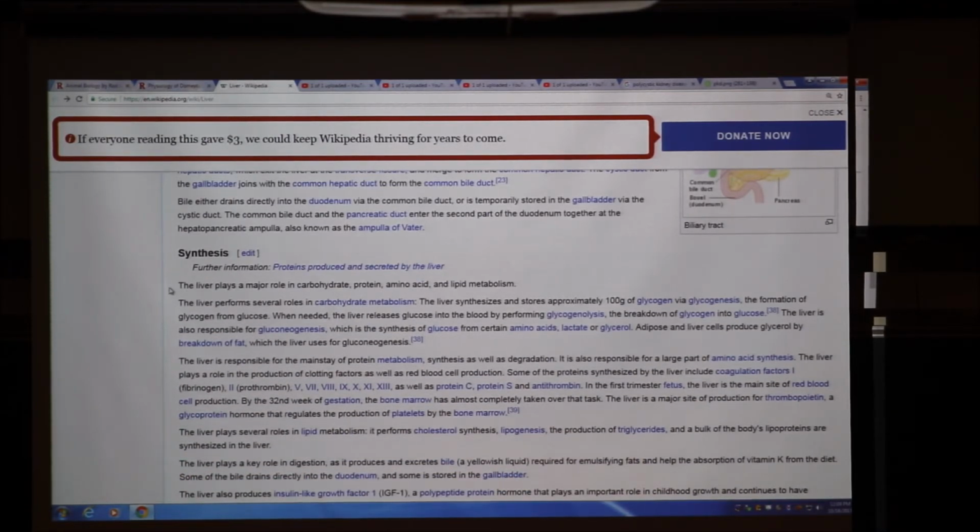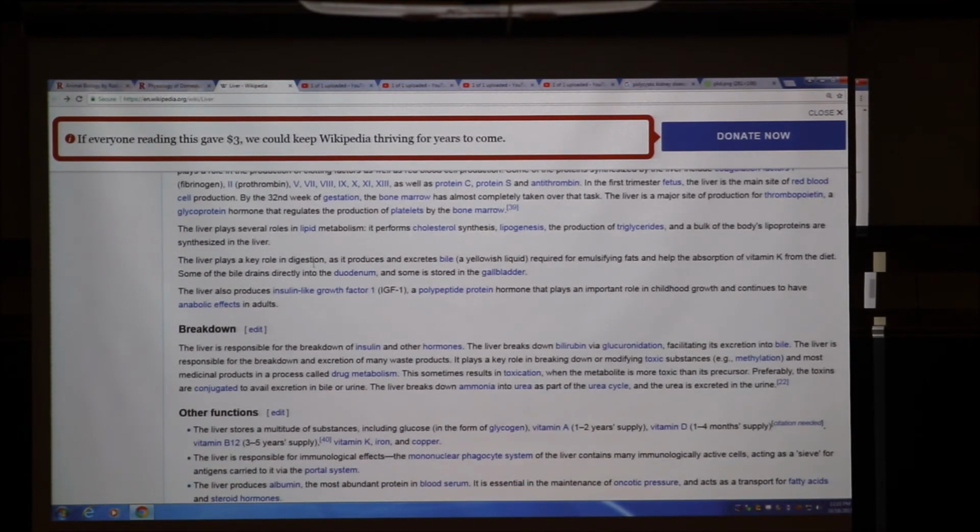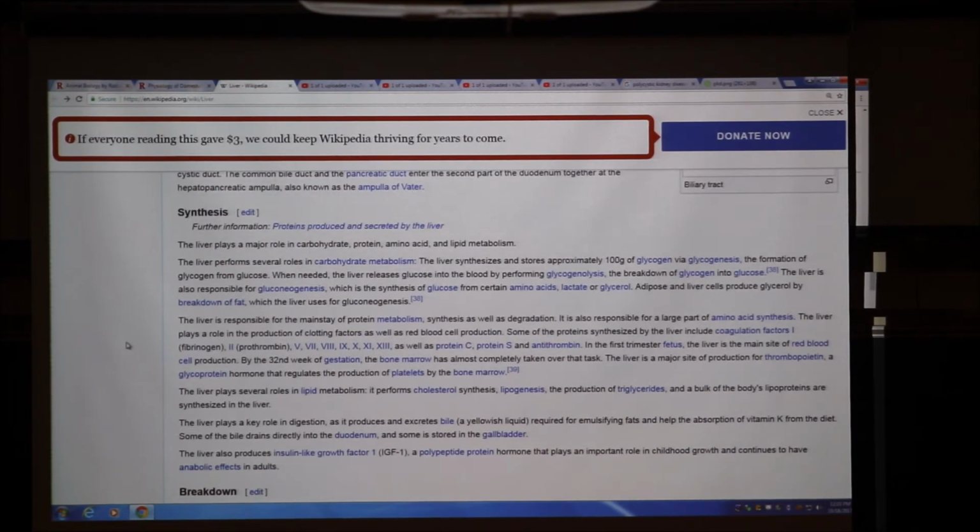I'm not sure if they say it here, but sometimes people say there are 500 functions of the liver. When they say that, they're talking about every little enzymatic step that occurs. But for us, I wouldn't say name 20 of the functions, because then you get into enzymes and stuff. But make sure you know this section here, the synthesis. What is it making? It's making a lot of things.